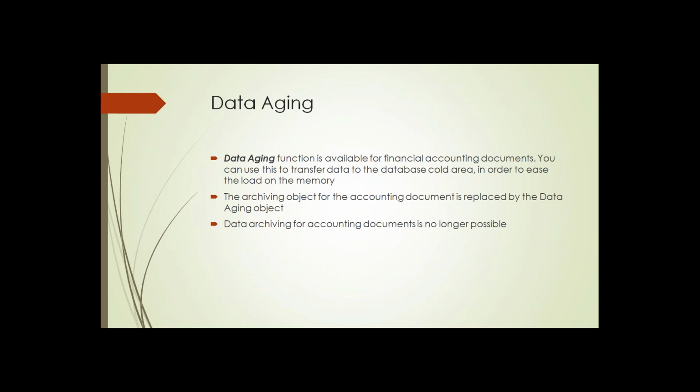Data aging is a functionality which will move the data from your hot area to cold area, so that whatever queries you perform on the hot area get faster. At the same time, you don't have to archive this data, you don't have to collect it into a separate server, separate hard drives, and restore it. All these activities can be removed, and you can directly query the cold area data also. It will take slightly more time than the hot area. So this is the new concept of data aging.